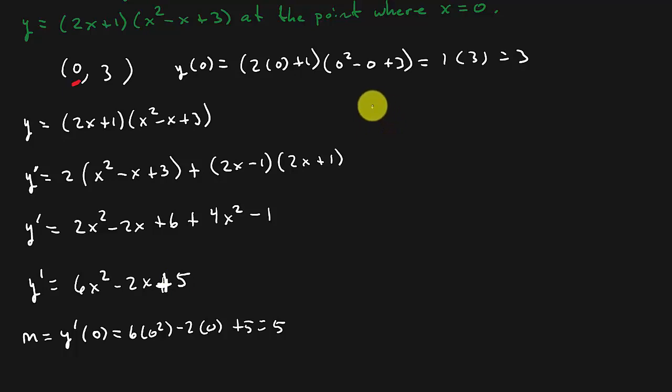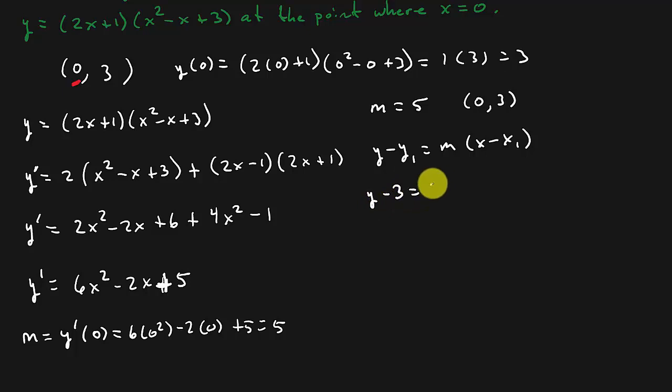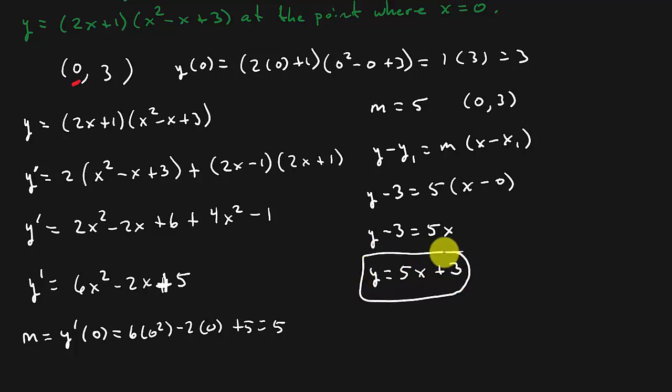And now, all right, so notice we've got a slope of 5 and it's through the point 0, 3. So we can use y minus y1 equals m times x minus x1. And so we get y minus 3 equals 5 times x minus 0. So that's y minus 3 equals 5x. So y equals 5x plus 3 when we solve for y. Okay.